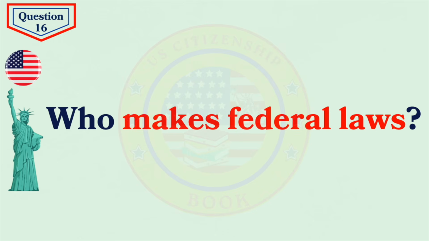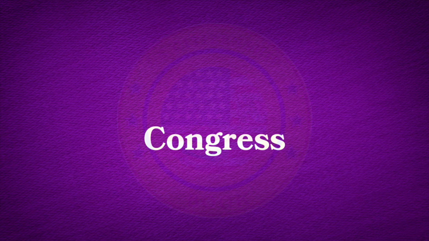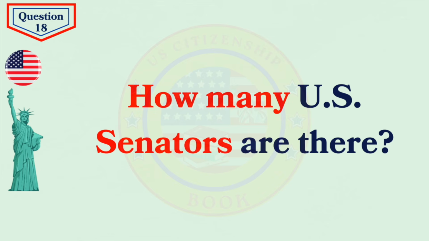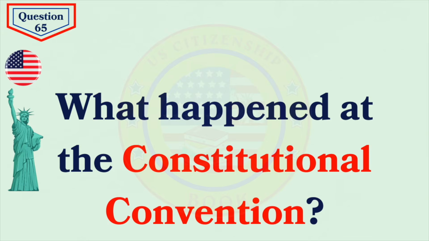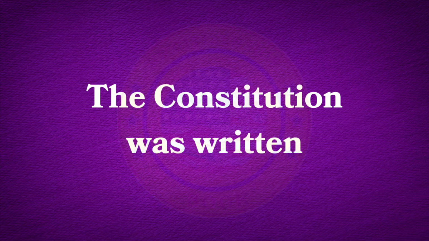Who makes federal laws? Congress. How many U.S. senators are there? 100. What happened at the Constitutional Convention? The Constitution was written.